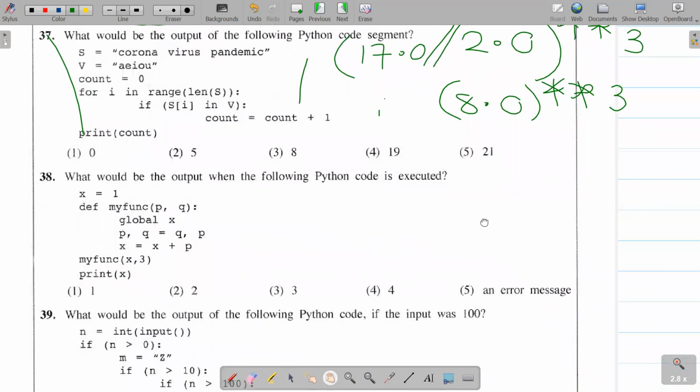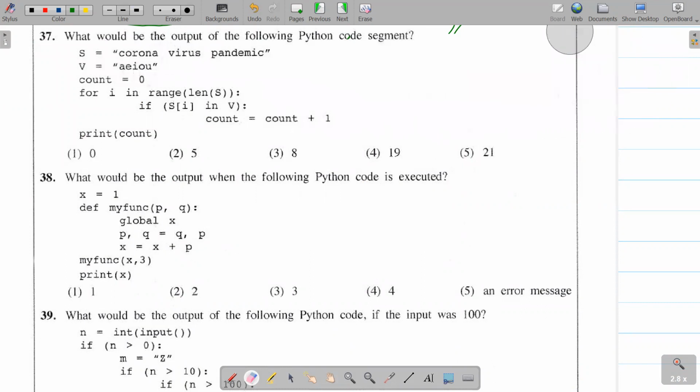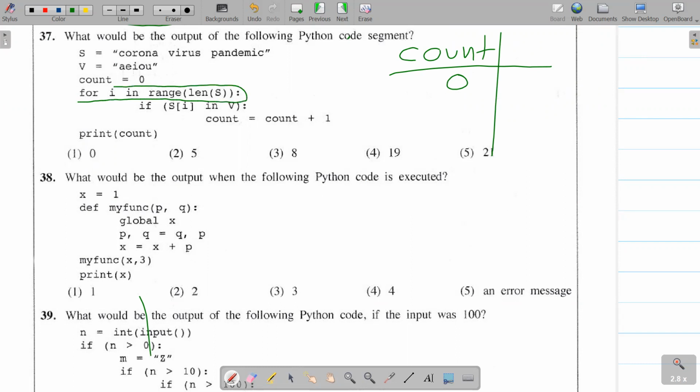What would be the output of the following Python code segment? Now, here S is a string: Corona virus pandemic. And V is another string, A, E, I, O, U. Here it says count equals 0. Count is 0. And here it says for i in range len S.